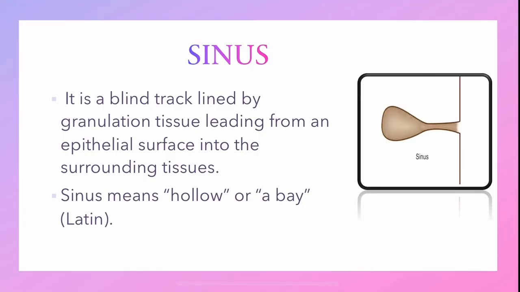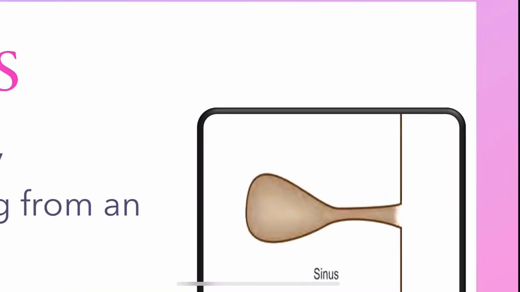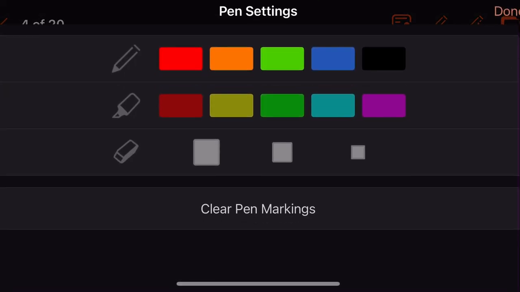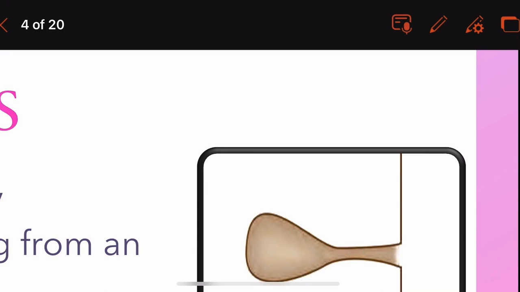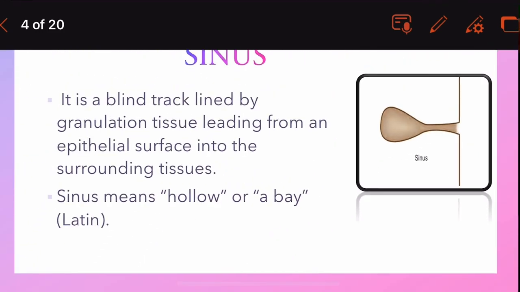Sinus is a blind tract which is lined by a granulation tissue. So guys, you can see here this sinus is being lined by a granulation tissue. This is leading from an epithelial surface. It starts from an epithelial surface leading into the surrounding tissues. Sinus means a halo or a bay.